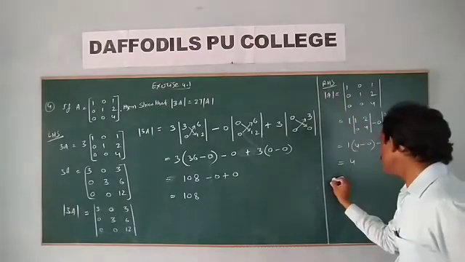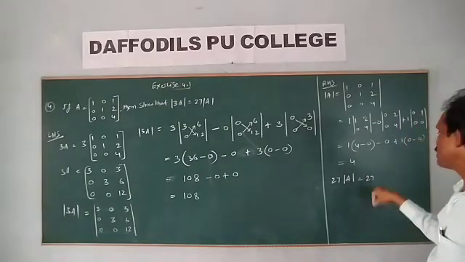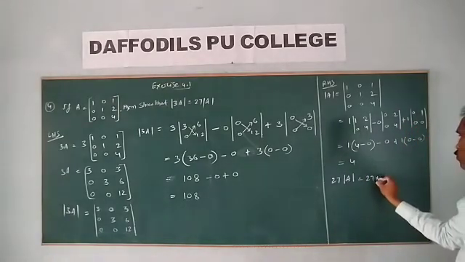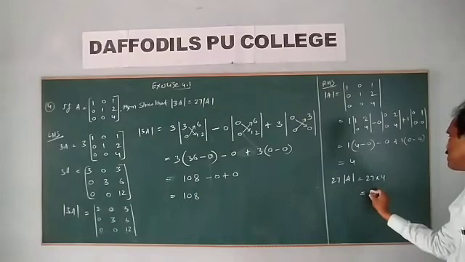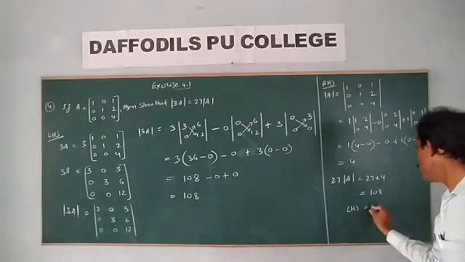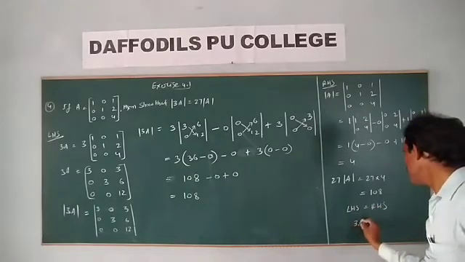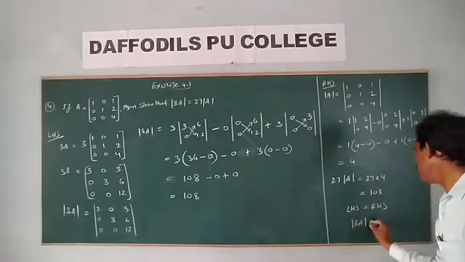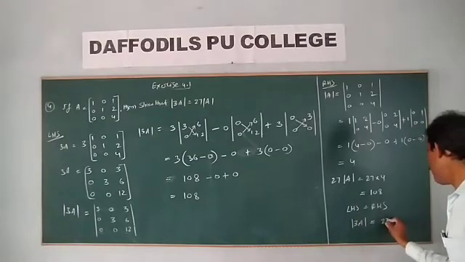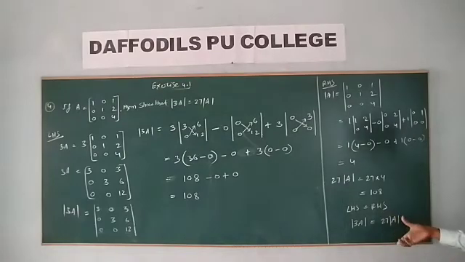And the RHS is 27 into the determinant of A, 27 into 4, which implies 108. So finally LHS is equal to RHS. Hence proved. So the determinant of 3A is equal to 27 det A. This is the solution to the problem.